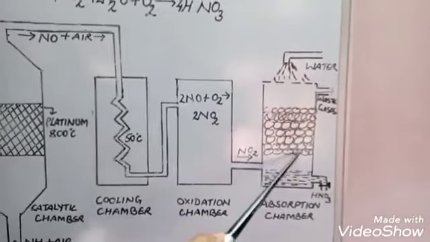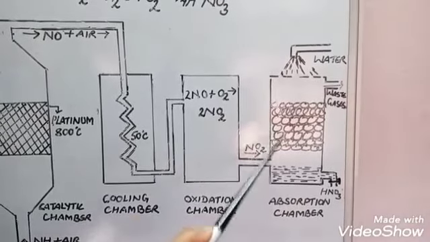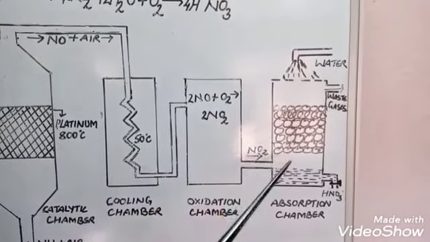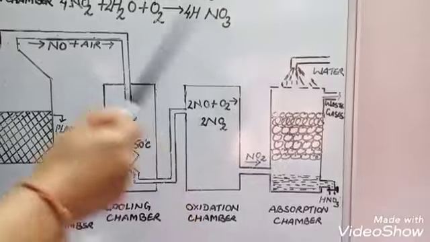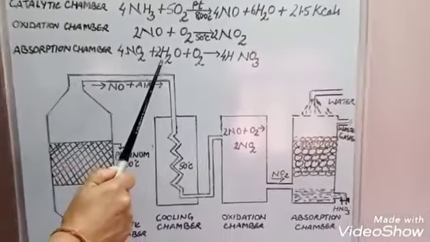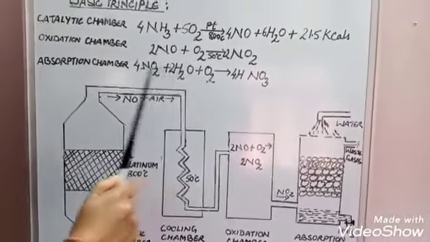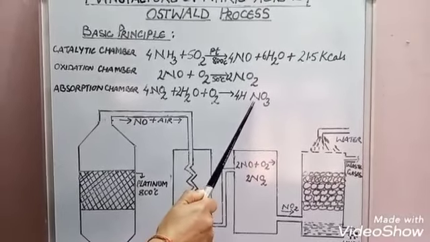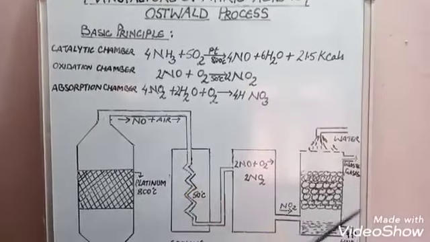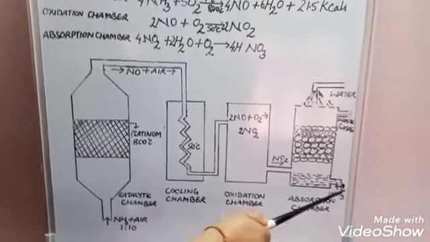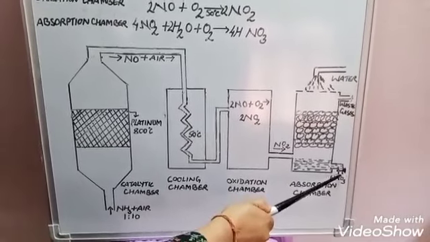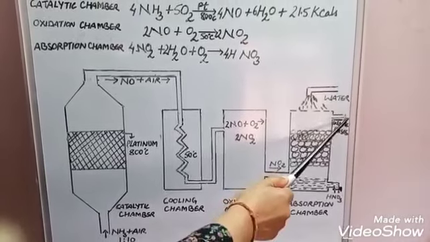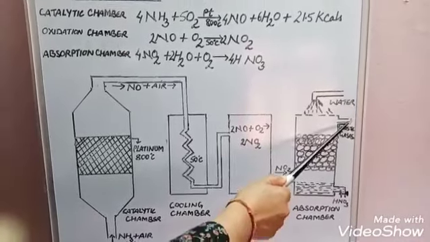The absorption chamber is filled with quartz pieces, and from the top water is sprinkled over it. Nitrogen dioxide gets absorbed in water in the presence of oxygen to form nitric acid. This nitric acid is dilute nitric acid, which is collected at the bottom of the absorption chamber. Waste gases escape through this opening at the top of it.